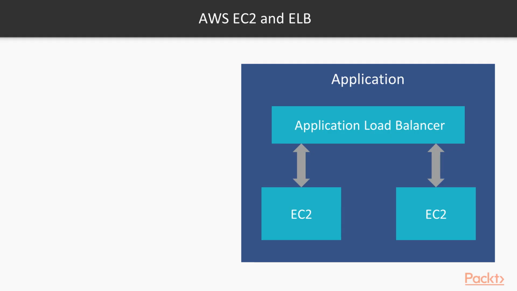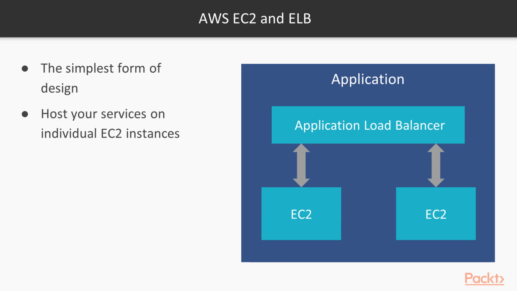Now in an application, one of the options that you do have is to have an EC2 instance or a couple of them and then place them behind an application load balancer. This is the simplest form of design. So what you can do is host your different services on these EC2 instances behind the application load balancer. So you can have instances segregated based on the demand.